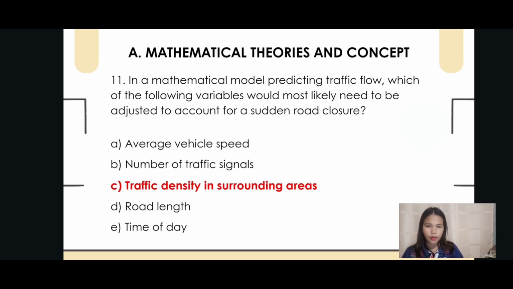So why? When modeling traffic flow, a sudden road closure would most directly affect the flow of traffic by causing vehicles to be rerouted or forced to take alternate paths. Therefore, the traffic density in surrounding areas, which is option C, is the variable that would need to be adjusted. With the closure of one road, traffic would likely accumulate in nearby roads as drivers look for alternative routes, causing an increase in density in those surrounding areas.